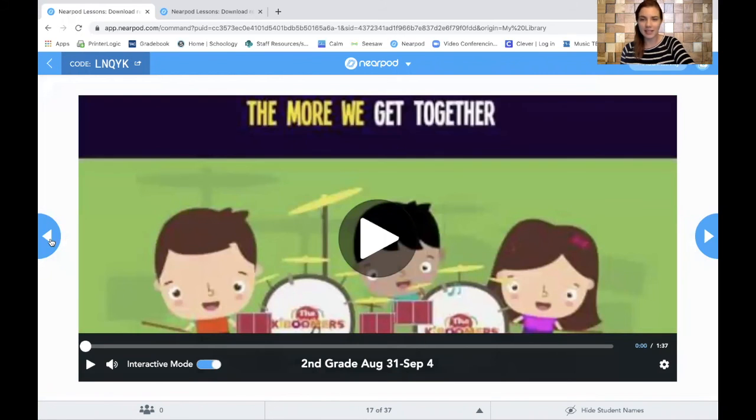And let's go ahead and sing The More We Get Together song, and we can add a new verse onto it today. So sing the first verse with me, and then we can echo sing and learn the second verse.